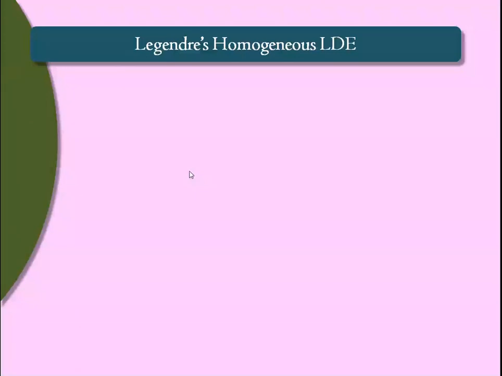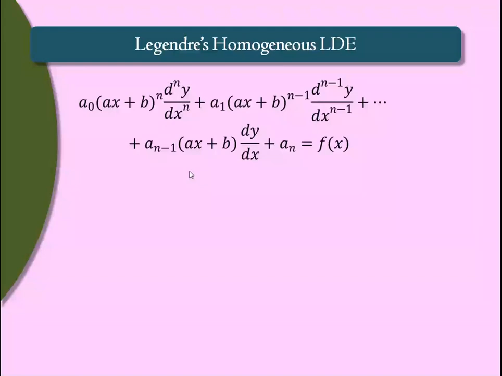Now, what is this Legendre's homogeneous linear differential equation? A differential equation of the type a0 (ax+b)^n d^n y/dx^n + a1 (ax+b)^(n-1) d^(n-1)y/dx^(n-1) + ... + a(n-1) (ax+b) dy/dx + an y = f(x). This we call a Legendre's homogeneous linear differential equation.